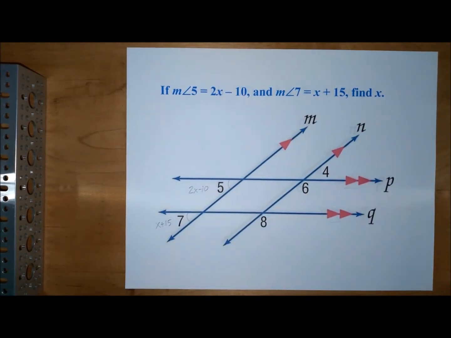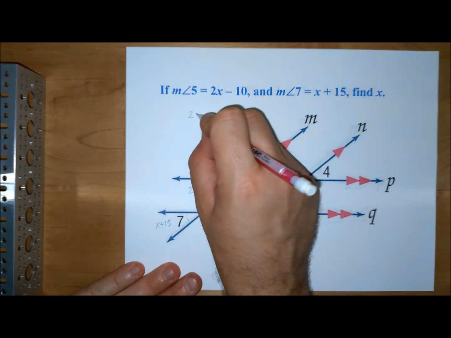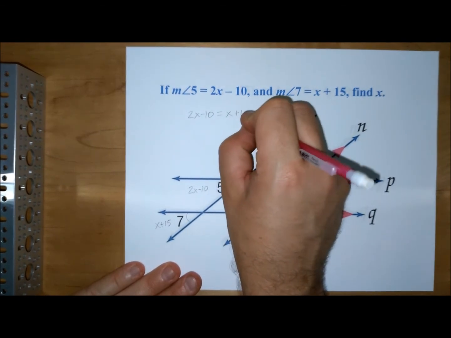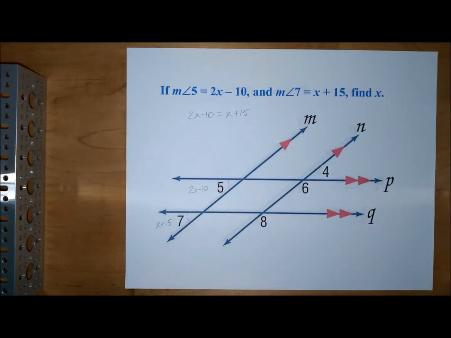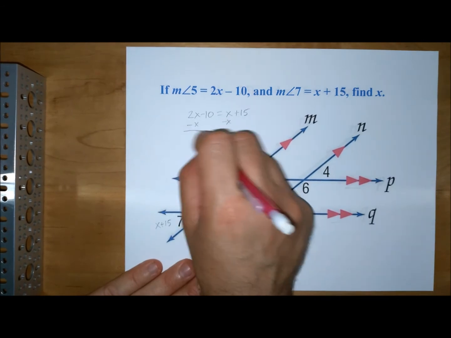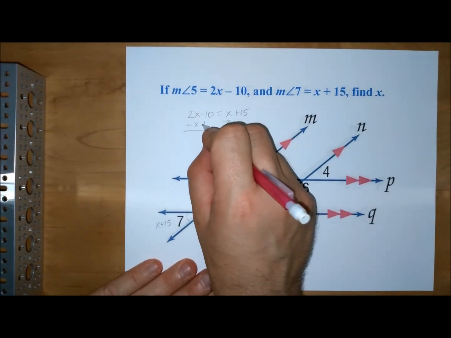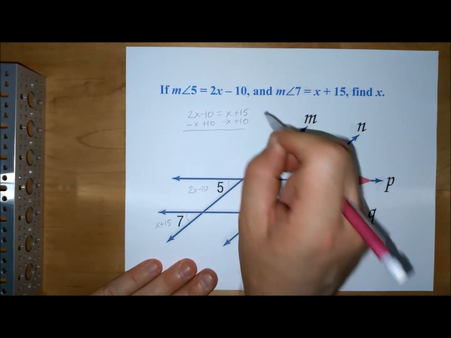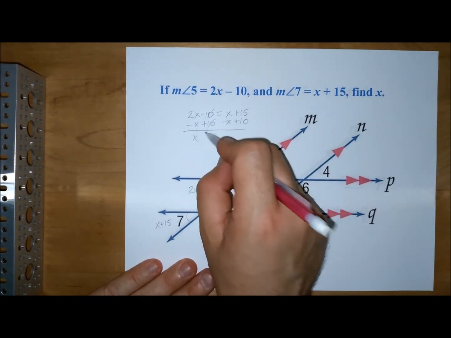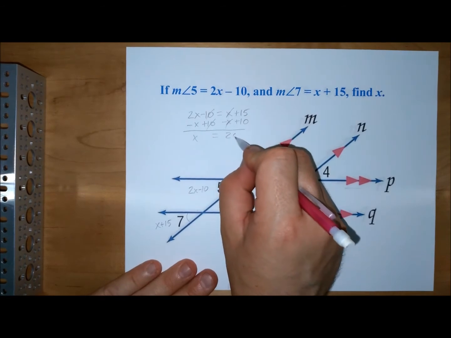If these angles are congruent, can I find an equation that will help me solve for x here? Well, these angles will have to have the same measure, and that means that these expressions will have to have equal value. So 2x minus 10 must equal x plus 15. I can subtract x from both sides here, and if you want, I can add 10 to both sides at the same time. I get x equals 25.